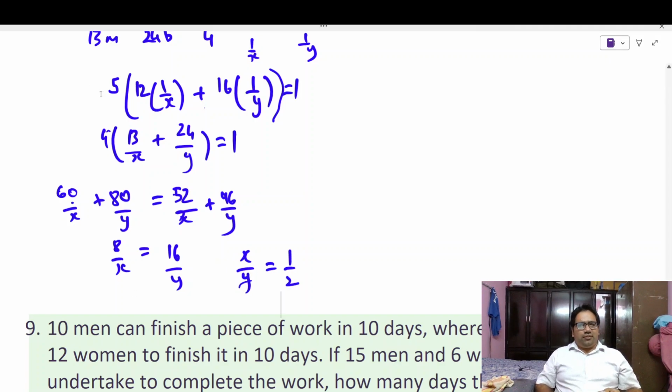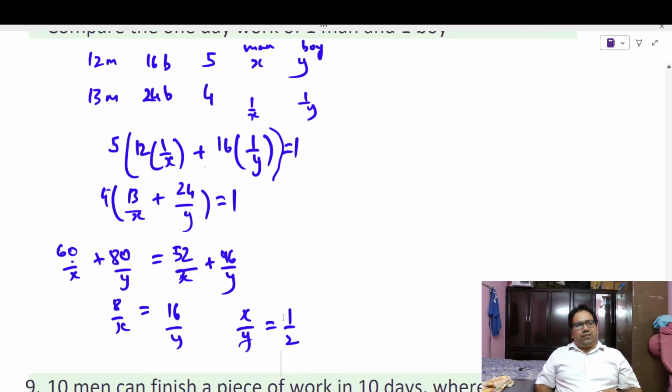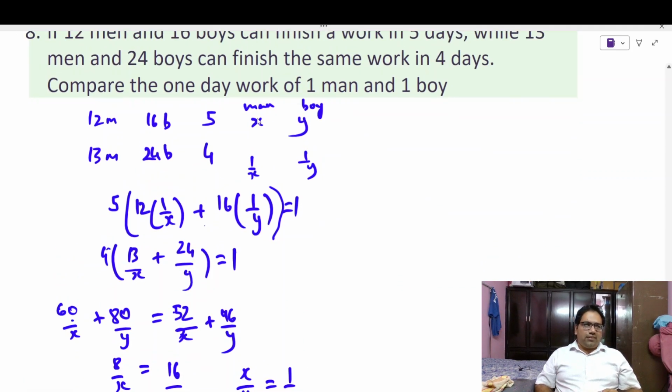What is our x? x is the number of days a man will take, and y is the number of days a boy will take. If x takes one day, that means y takes 2 days. If a man takes 10 days, that means a boy will take 20 days. That is the one day work of 1 man and 1 boy. Right? What is the productivity? Whatever a man works in 1 day, the boy will take 2 days for the same thing.